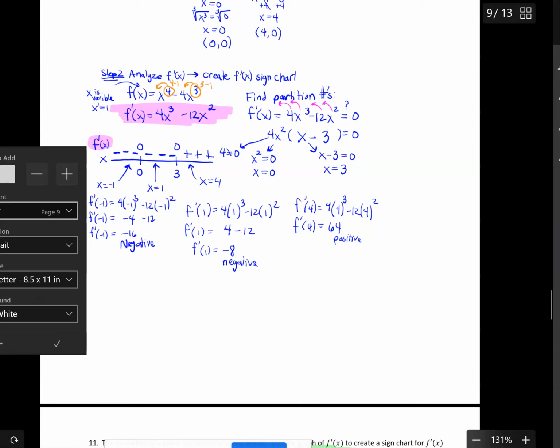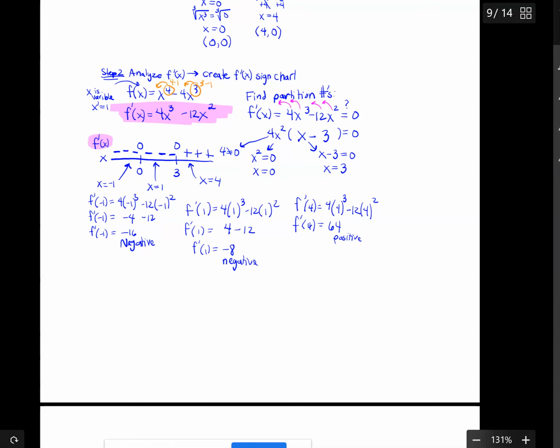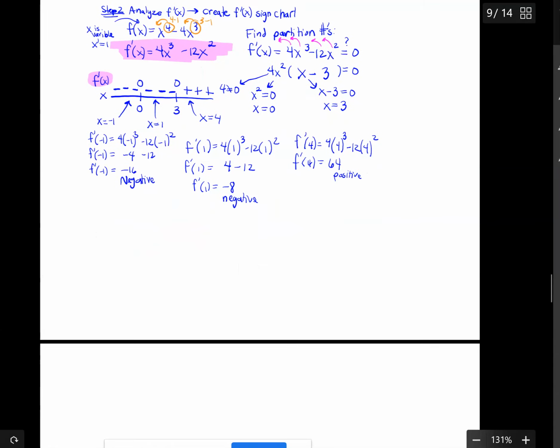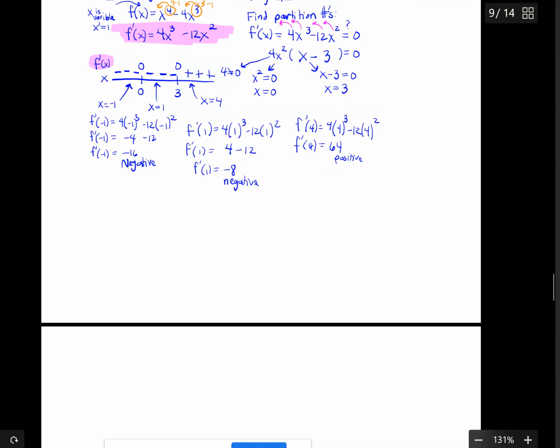Cool. And then we just find our partition numbers. Again, it's a polynomial, so all we need to do is set the second derivative equal to 0. It's kind of repetitive, right? Way better than doing a log function or a rational function, though. I'd much rather it be repetitive. Okay, so let's just factor out that GCF. It's going to be a 12x in this case. So that would leave me with an x minus 2.